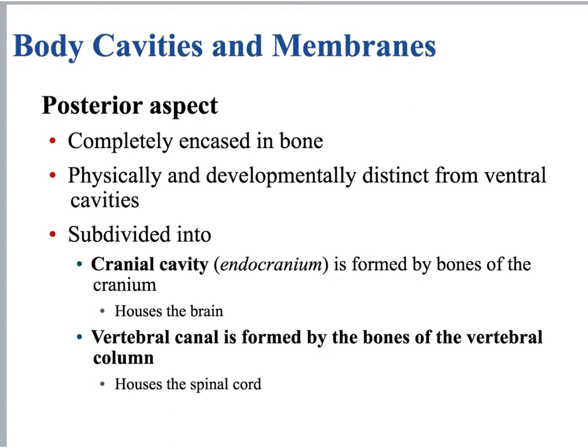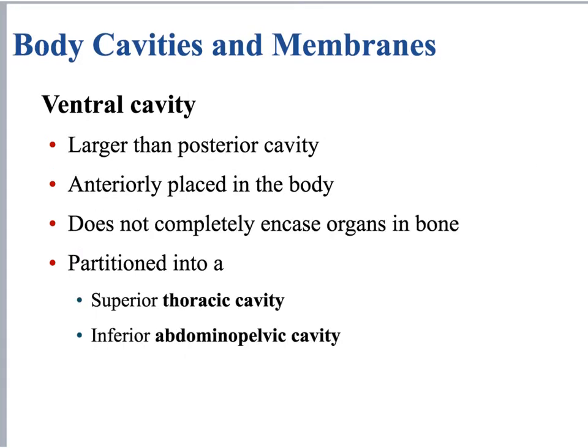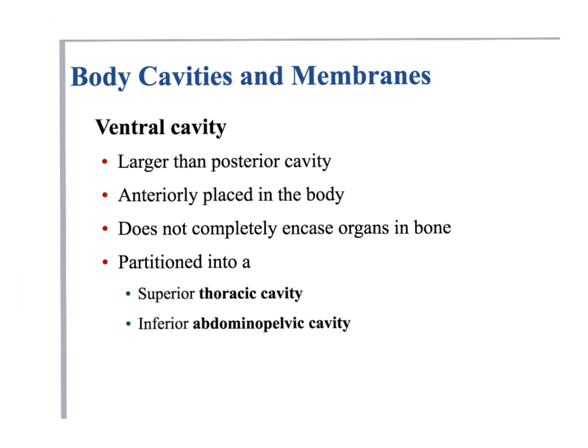Questions on that? The ventral or anterior body cavity is larger than the posterior. If it's called the anterior body cavity, where is it? Towards the front, right? Anterior. It is not completely encased in bone, so it's a little bit different. And it's broken into two different areas.